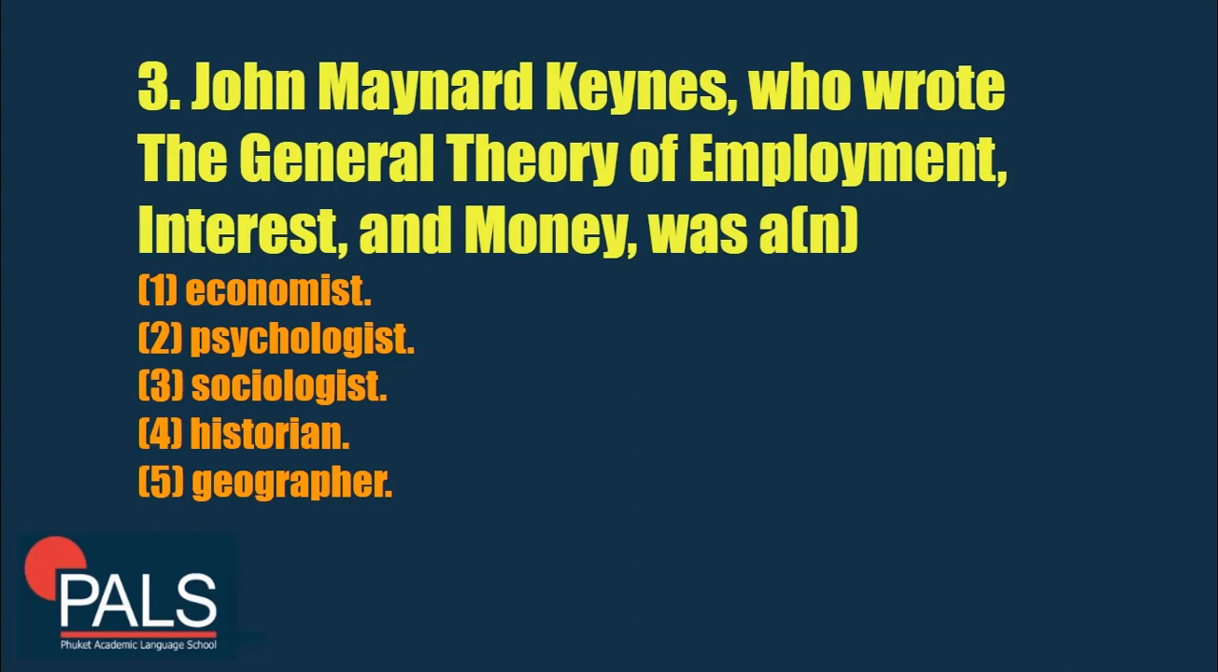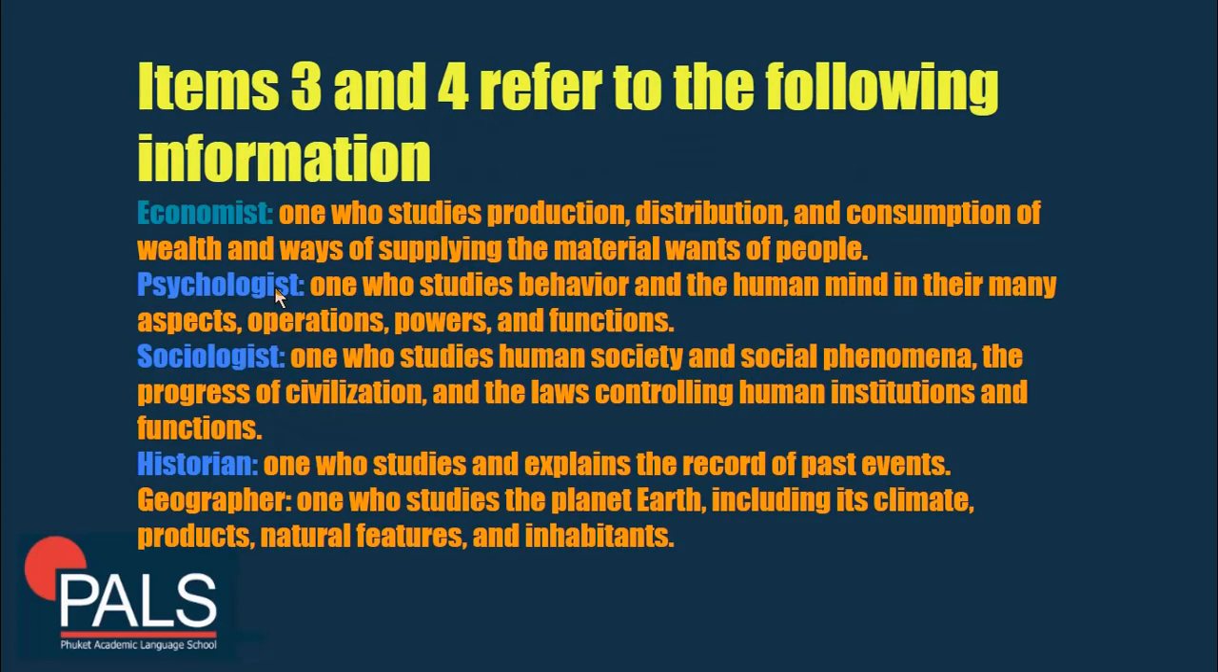Okay, let's read question number 3. John Maynard Keynes, who wrote The General Theory of Employment, Interest and Money, was a... Interest, money. Those are your keywords. So the answer here is economist. Why? Because it is indicated in the title of his book, and an economist is one who studies production, distribution, consumption of wealth, and ways of supplying material wants of people.